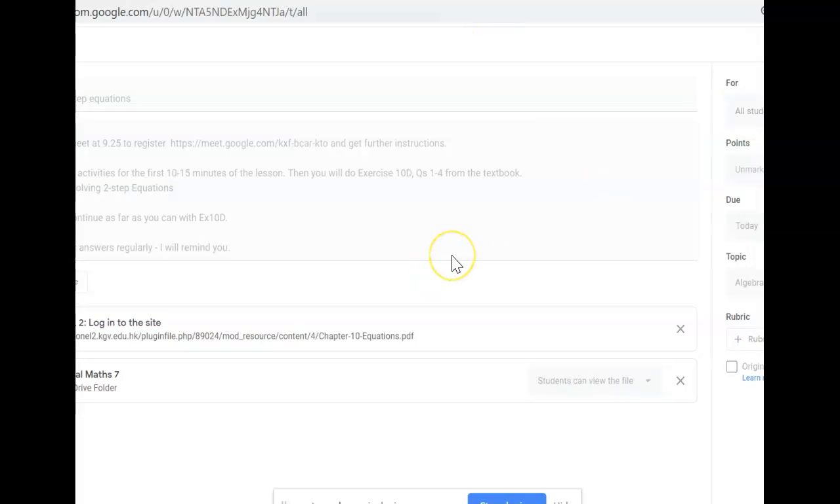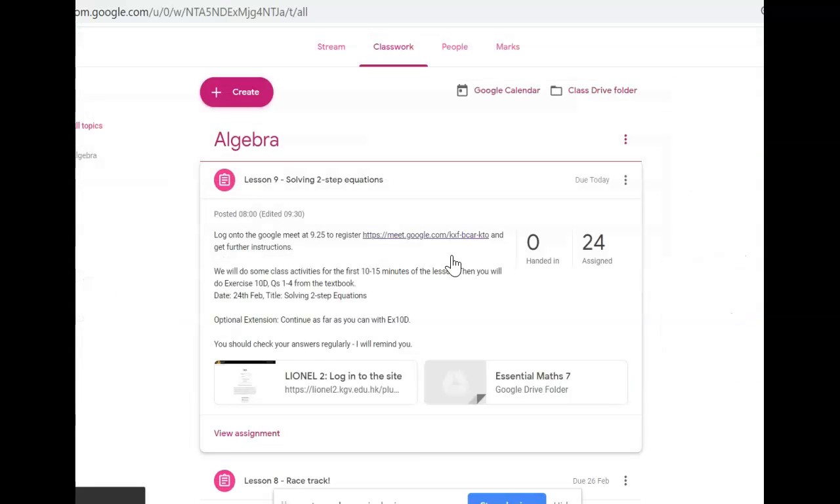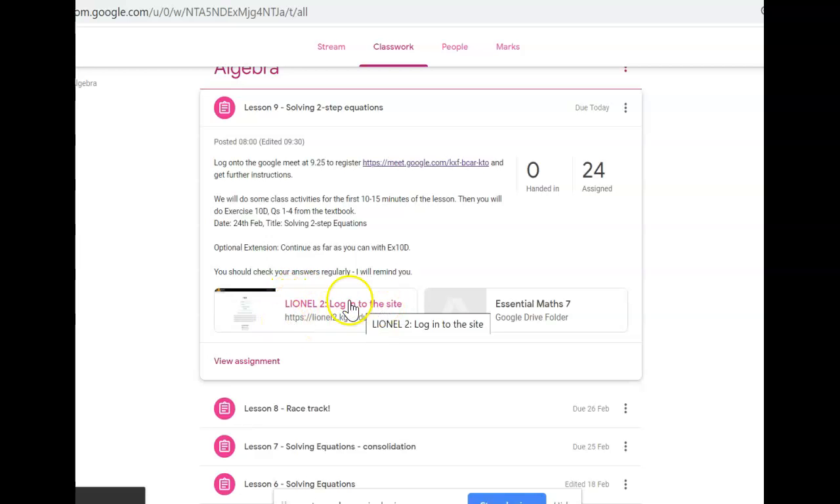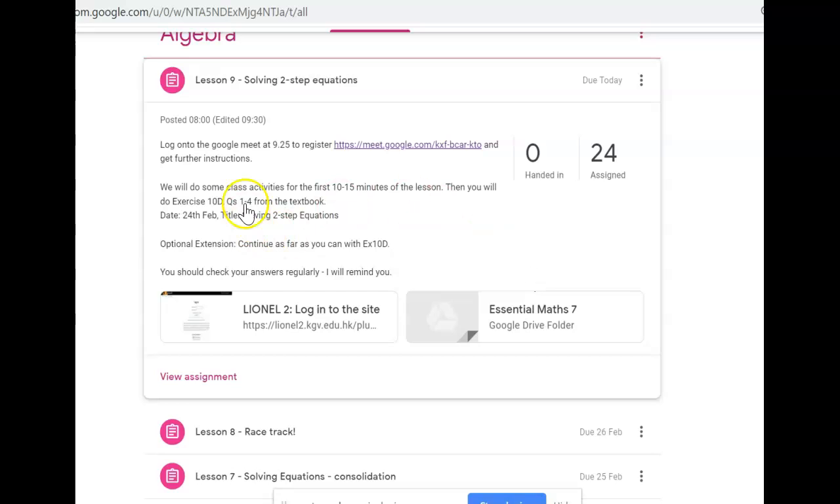Right, here we are. So you should be able to see the Google Classroom. It's exactly the same as what I put on the online homework last night, but it also has the links to the textbook and also to the answers. So that could be useful.